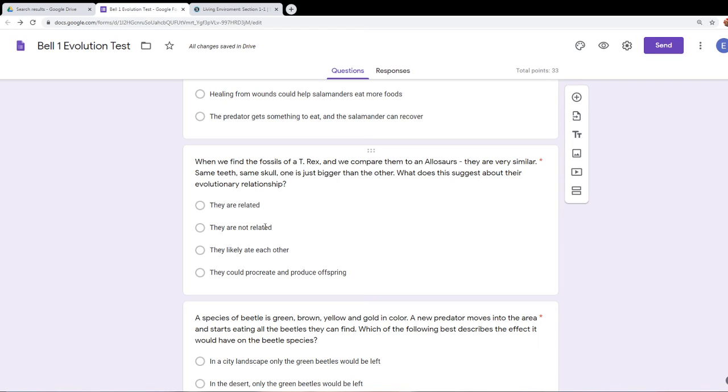That they are not related? That they likely ate each other? Or that they could procreate and produce offspring? So when we look at them and they're really similar other than the size, does that suggest that they're related? They're not related? They ate each other, or they could procreate and produce offspring?